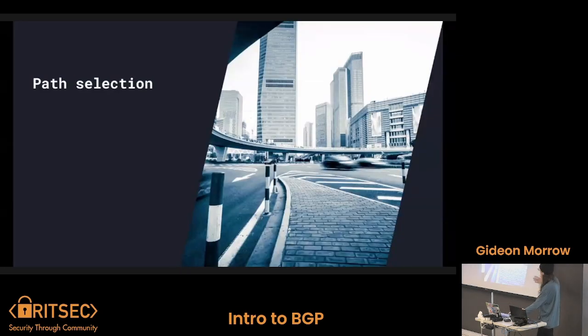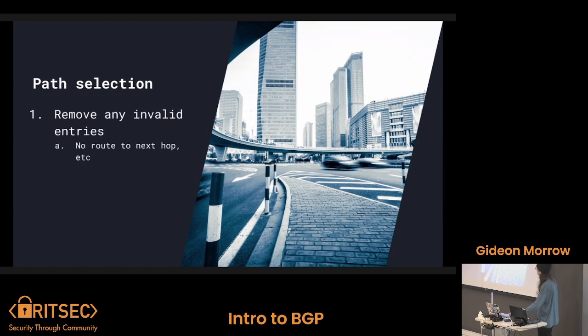Now, path selection. You have all these paths now. How do you pick which one you want to use? The first thing you do is remove any invalid entries. Entries can become invalid because, say, you lost the connection to the next hop. If you can't get to it, then of course you're not going to want to use it. Also, you pick the most specific route possible. That way you can have bigger groups but you care about the most specific one, which comes into play when it comes to security as well.